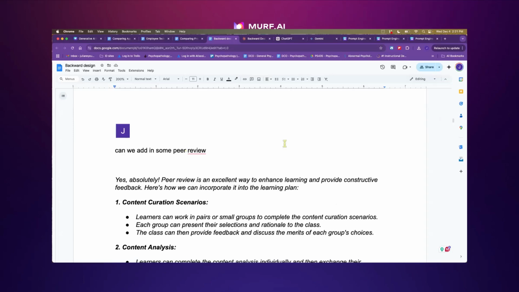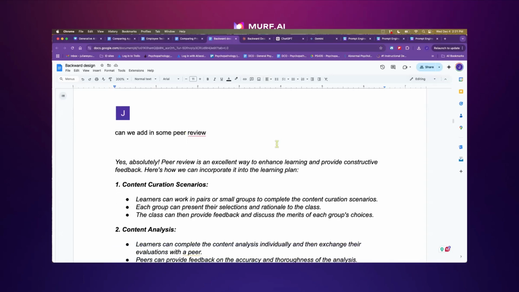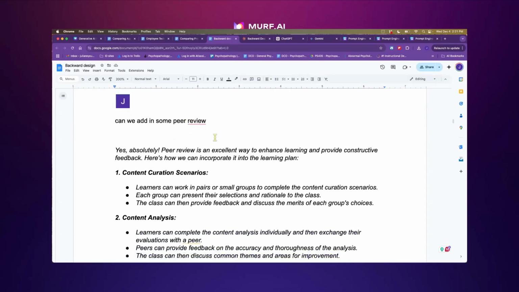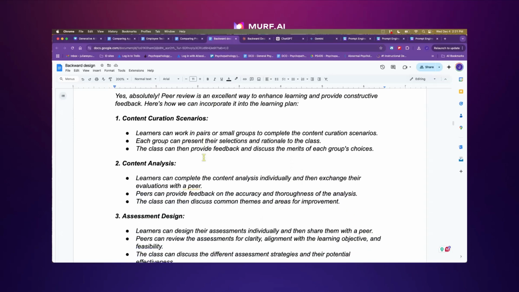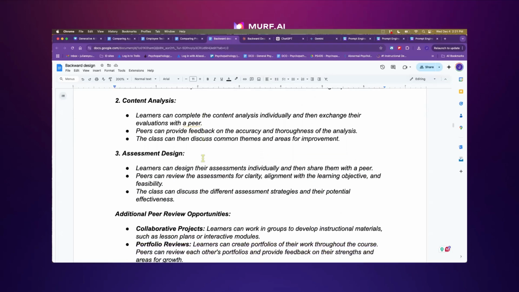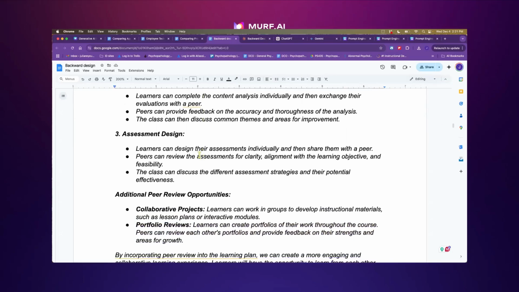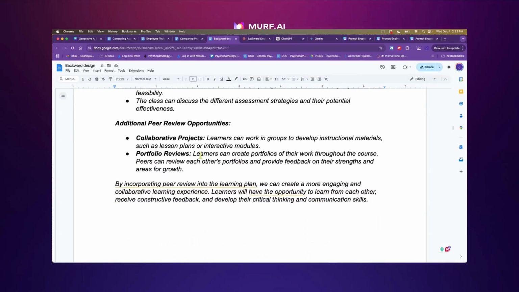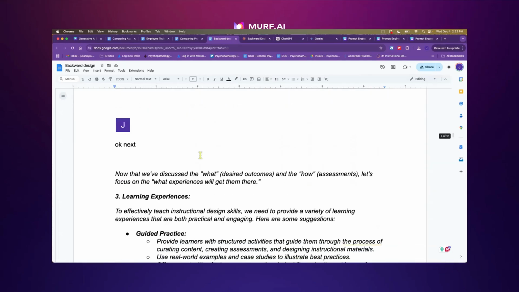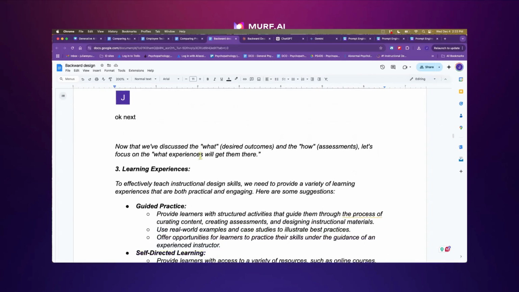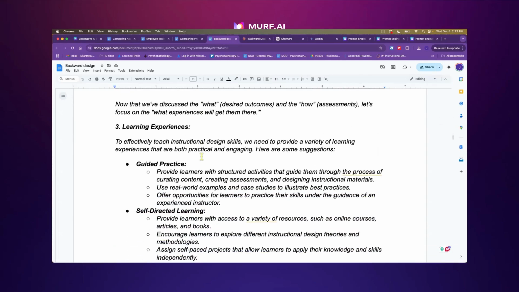And I say, let's add in some peer review. And it's like, yeah, it's always fun to have someone who cheers for you. Yes, absolutely. It gives me all kinds of ideas on how to do that peer review. Lots of times I'm like, wow, I never thought of that, or I had never seen it work that way. So then I say, okay, let's move on. I've got enough of that. And now it wants to know the outcomes. Again, we're moving right through backward design.